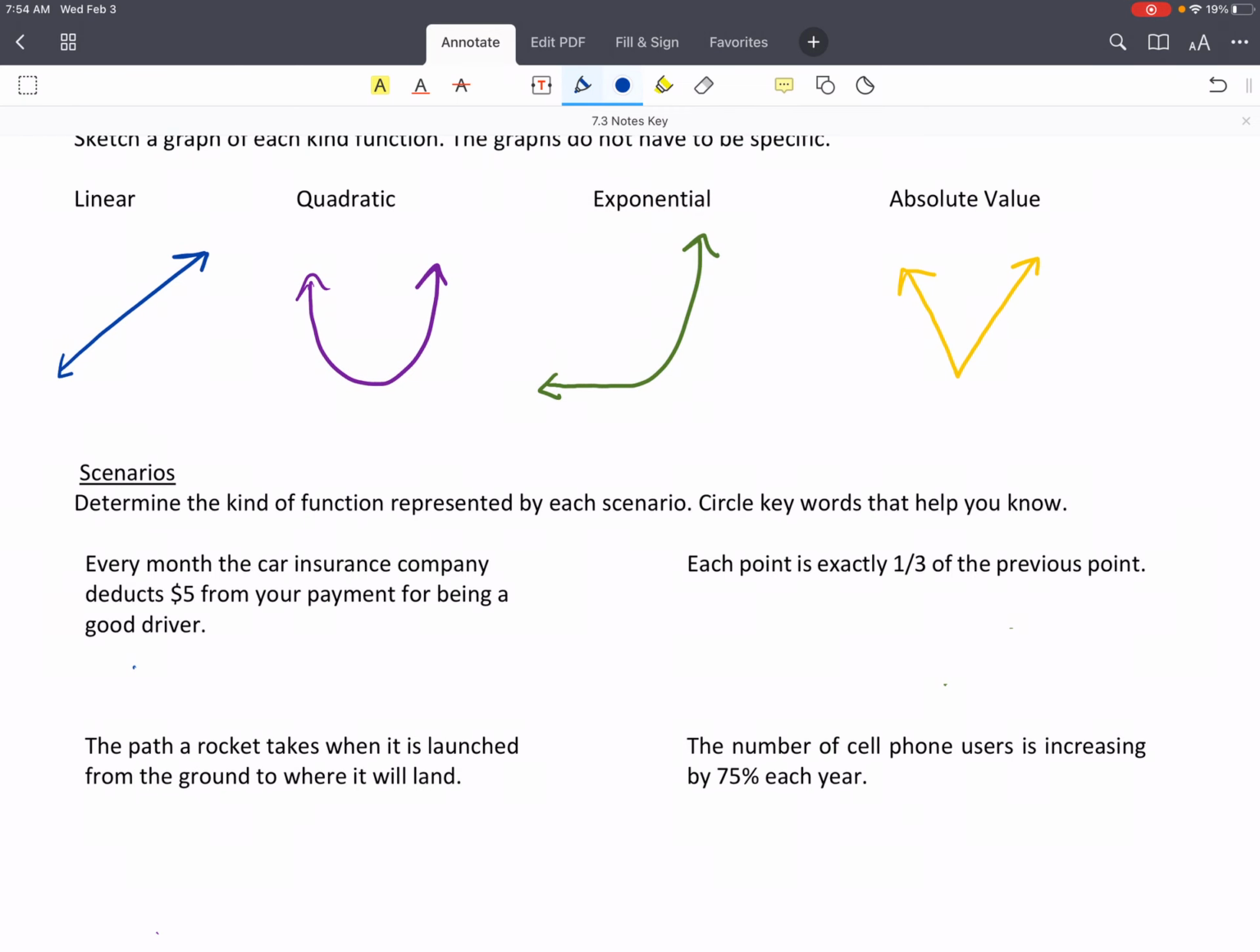Now we can go through just the scenarios, and we're just looking for things that reveal the rate of change. So, for example, the first one, every month the car insurance company deducts $5 from your payment for being a good driver. So, every month deducts $5. That's a constant rate of change. Which means that this is going to be linear.